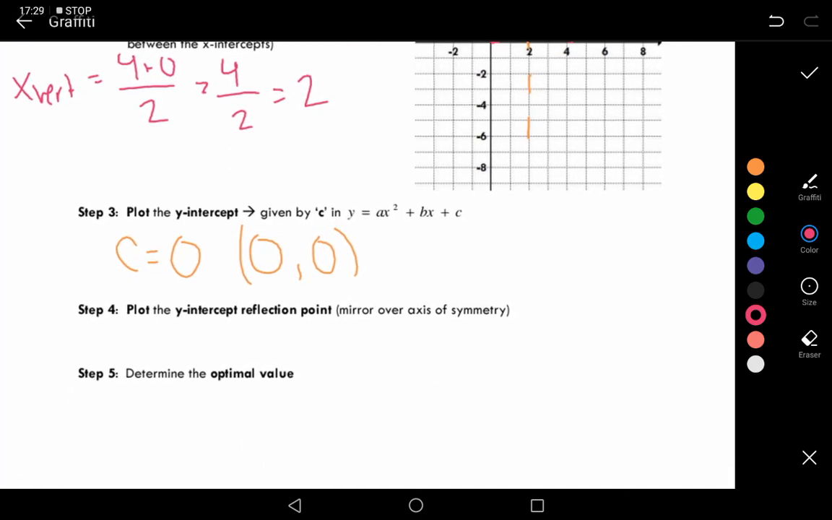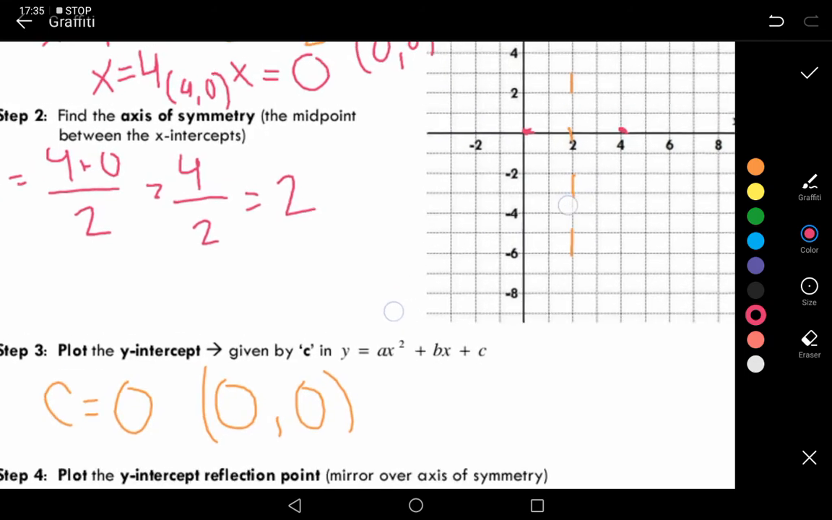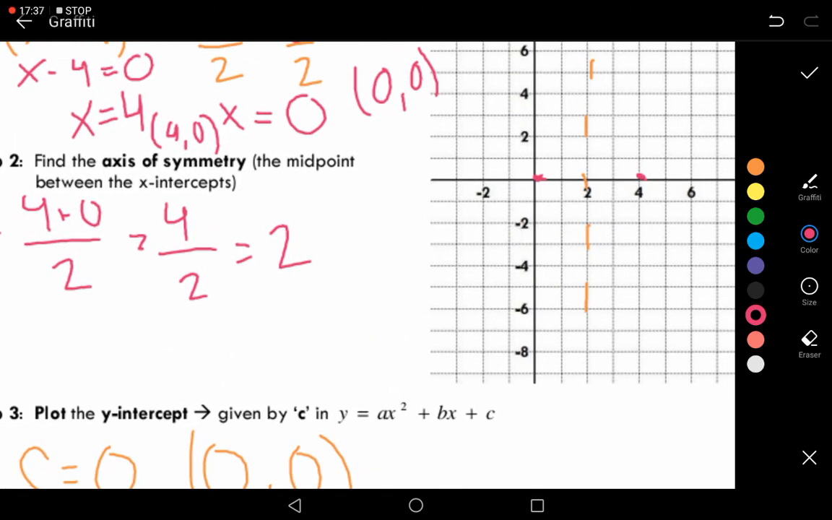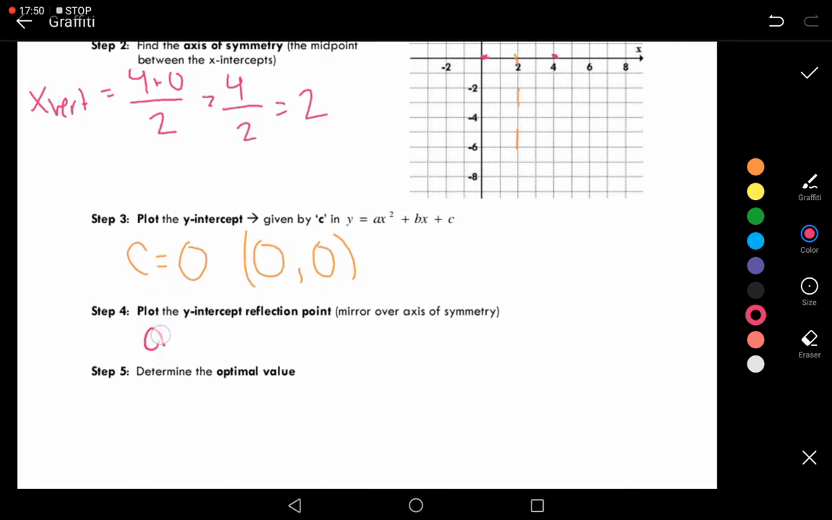So the next step is to plot the y-intercept reflection point, which again is just mirrored over the x-axis. But again, notice I actually have already done that, right? Because if I mirror this point here, it's 1, 2 to my axis. So then I would go 1, 2 over. So that is just my other x-intercept. So I'm just going to say that's already plotted. So we can essentially skip that step.